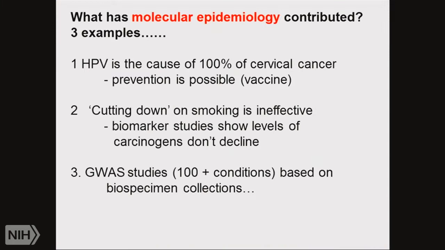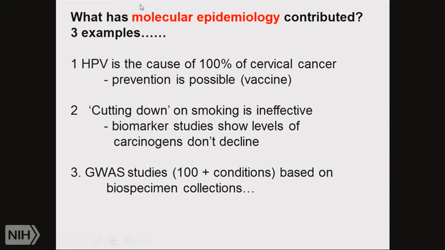So molecular epidemiology accomplished a lot of things. Examples showed HPV was the cause of 100% of cervical cancer. Before they actually were able to assess HPV, they would get associations with, for example, number of sexual partners. So that was a good piece of information that suggested that an infectious agent could be working here. But actually sequencing the virus established this in a much better way.